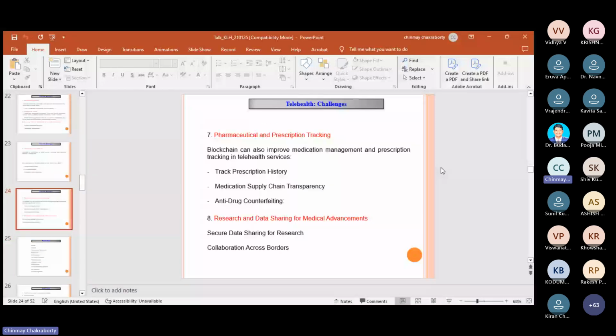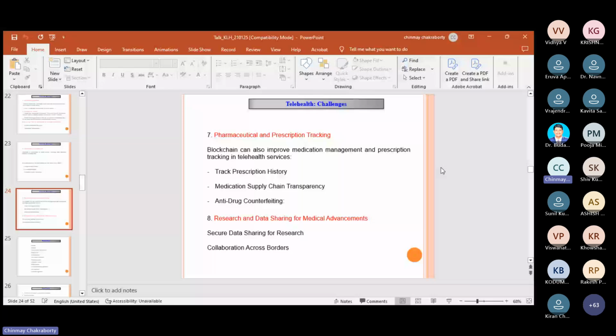Next one is pharmaceutical and prescription tracking. Blockchain can also improve medication management and prescription tracking in the telehealth sector. So it tracks the prescription history and medication supply chain transparency. Another one is anti-drug counterfeiting. Next point is research and data sharing for medical advancement, like secure data sharing for research collaboration across the borders.